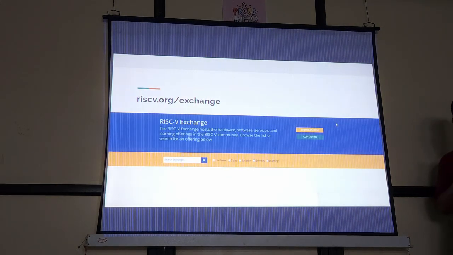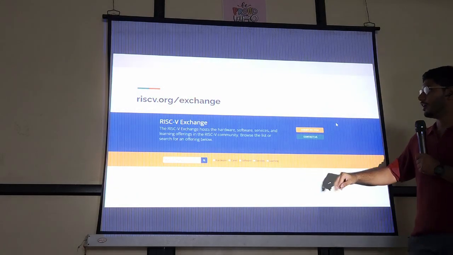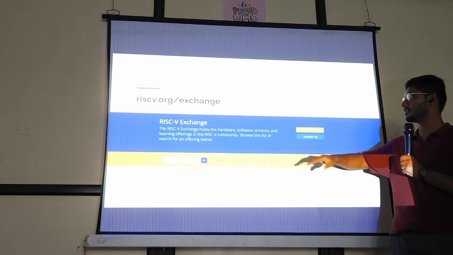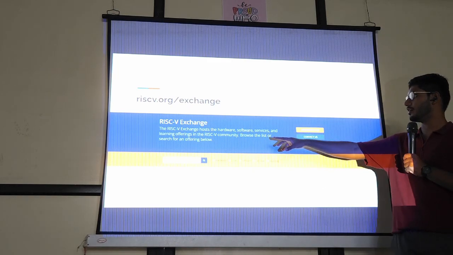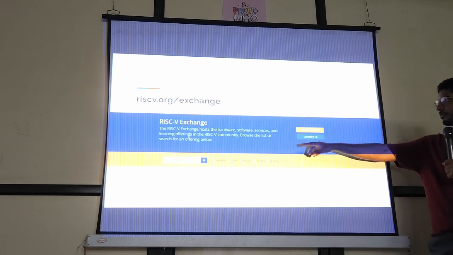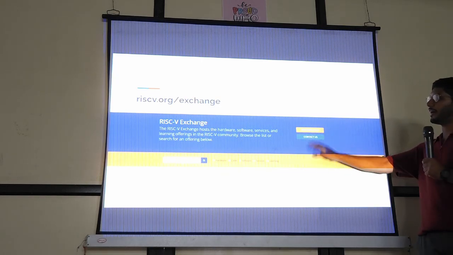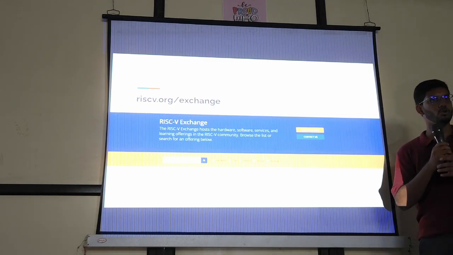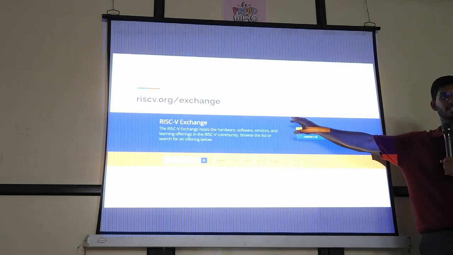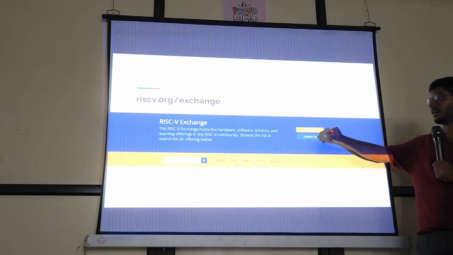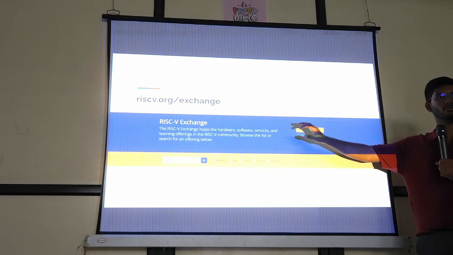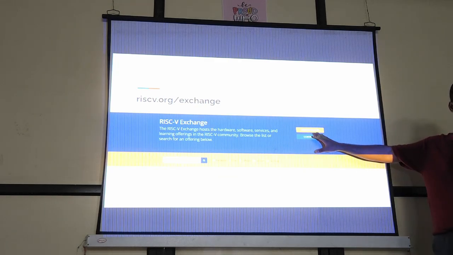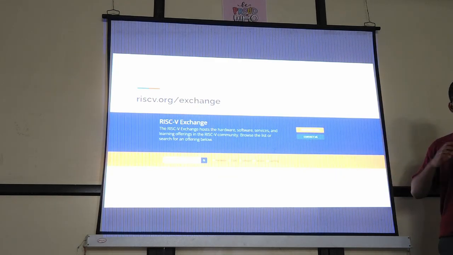Then we have this RISC-V Exchange. It is to exchange ideas, hardware, and knowledge between various channels in the RISC-V community. You can get to know about hardware, software, services, and learnings. You can even find hardware which is not very known to you on this exchange platform. This was launched recently, about 2 or 3 months ago. You can even add an item here to list your own thing.